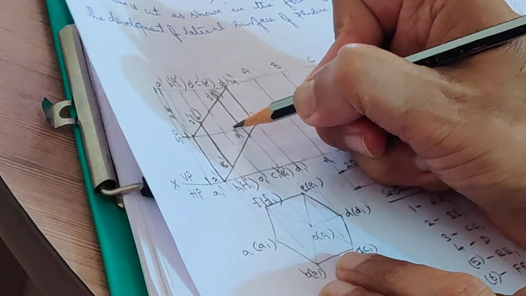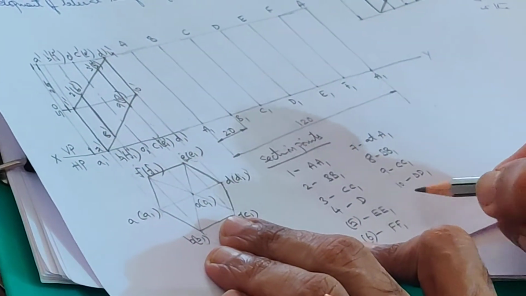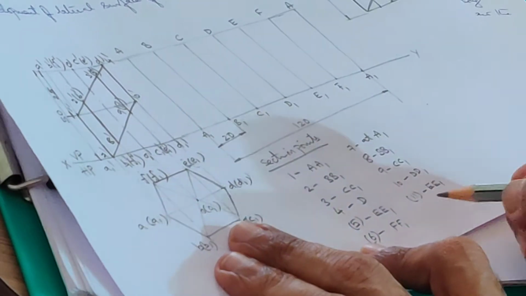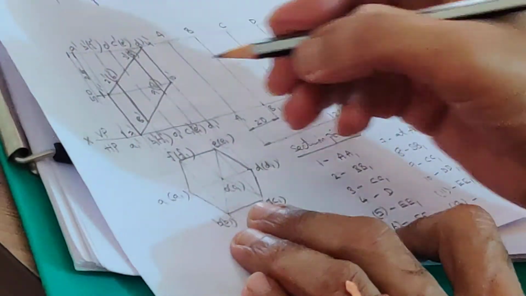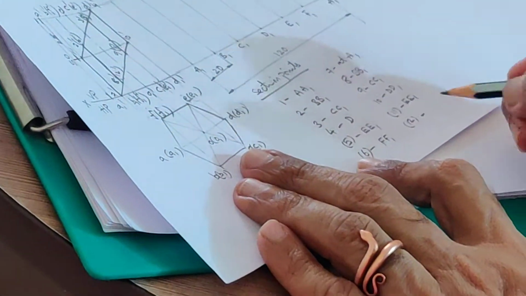Similarly, come back here, 11 dash. 11 is on EE1. EE1 is an invisible edge. Similarly 12. 12 is here, 12 dash. 12 is on FF1.